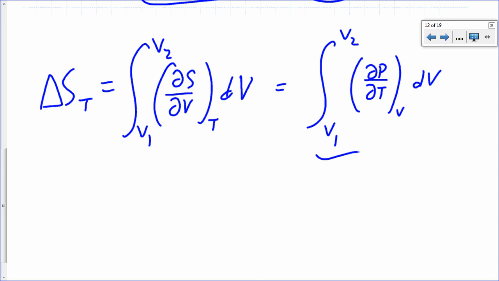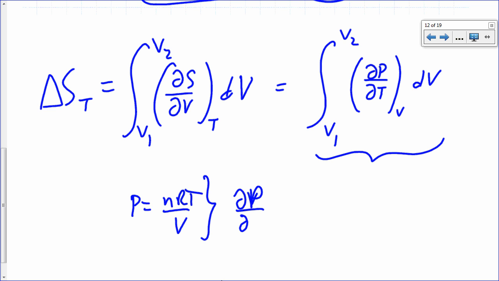Okay, what's partial of P with respect to T at constant V dV? This formula, by the way, is generic. Okay, it applies whether you're dealing with an ideal gas, a real gas, a solid, a liquid. Okay, but for an ideal gas, what would that be? P equals nRT over V. So what is partial of P with respect to T at constant volume?